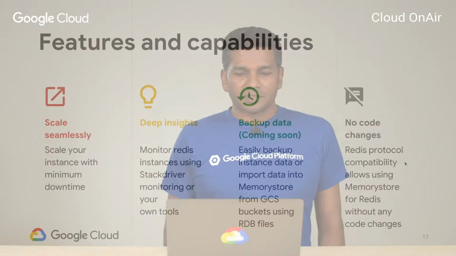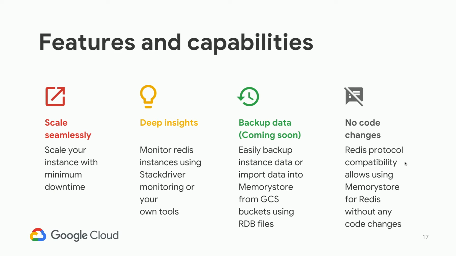And finally, I want to touch upon some of the other features and capabilities. I talked about scaling seamlessly. We allow scaling of the Memorystore instances, both basic and standard tier. You can scale your memory up and down. With basic tier, obviously, you will have your cache flushed because it's a single instance, but the standard tier scaling is a highly available operation. We have integration with Stackdriver, and I'll talk more about it in the demo.